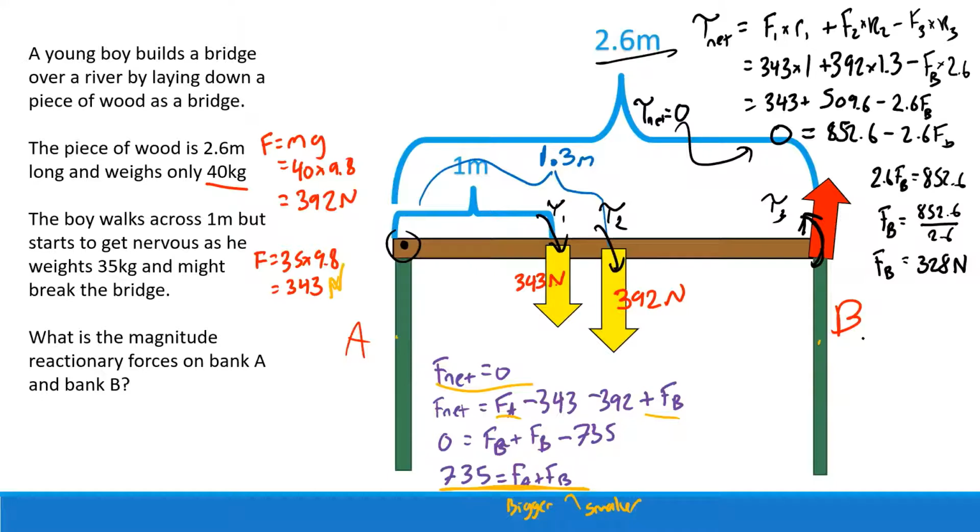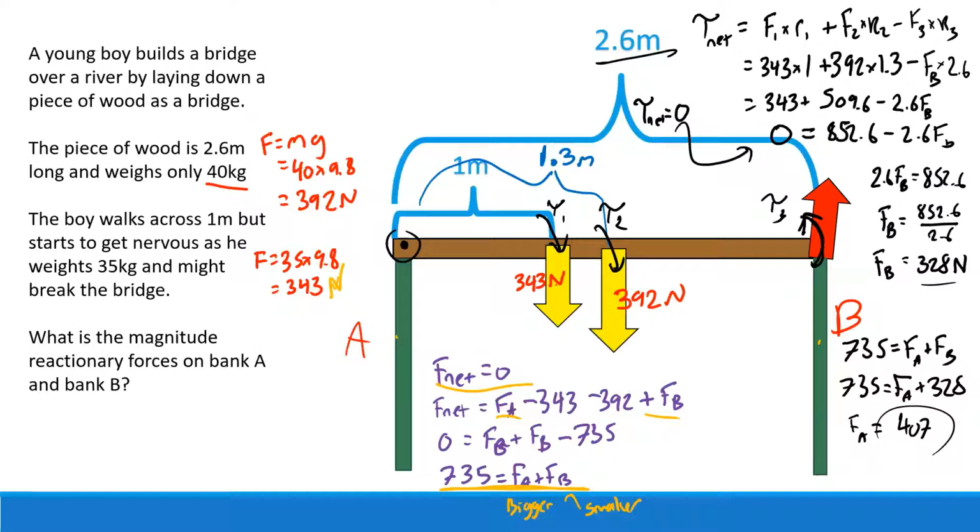We know that 735 equals FA plus FB. So now we know that 735 equals FA plus 328. So FA is going to equal 735 minus 328, which is going to give us 407. And that's exactly what we thought too. This number is bigger than this number. A must push up more than B.